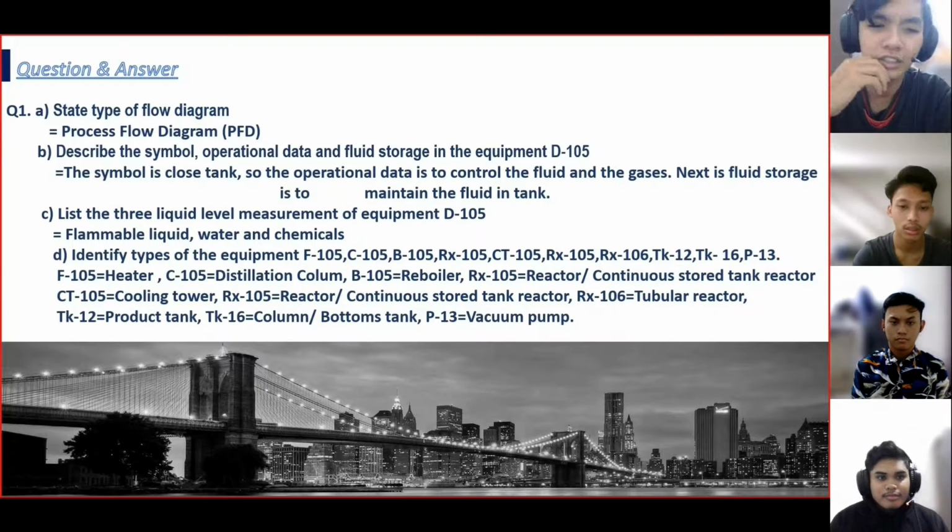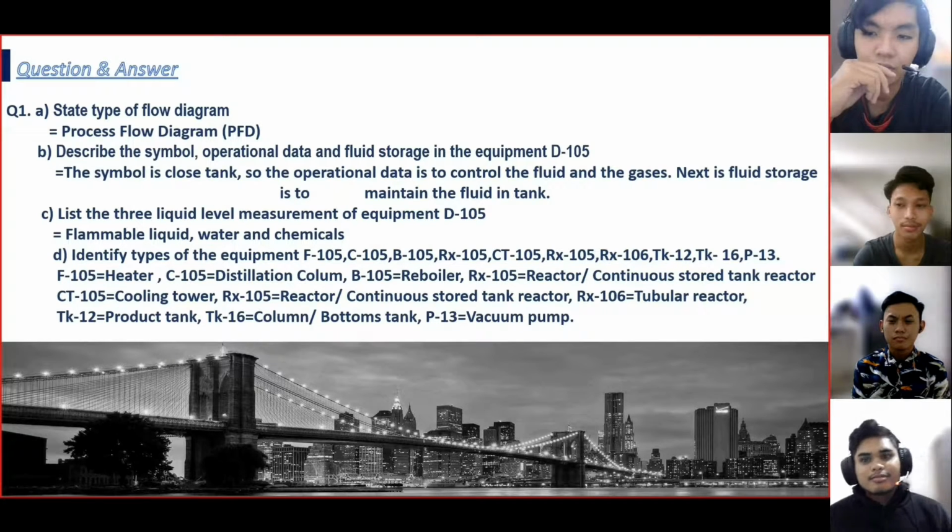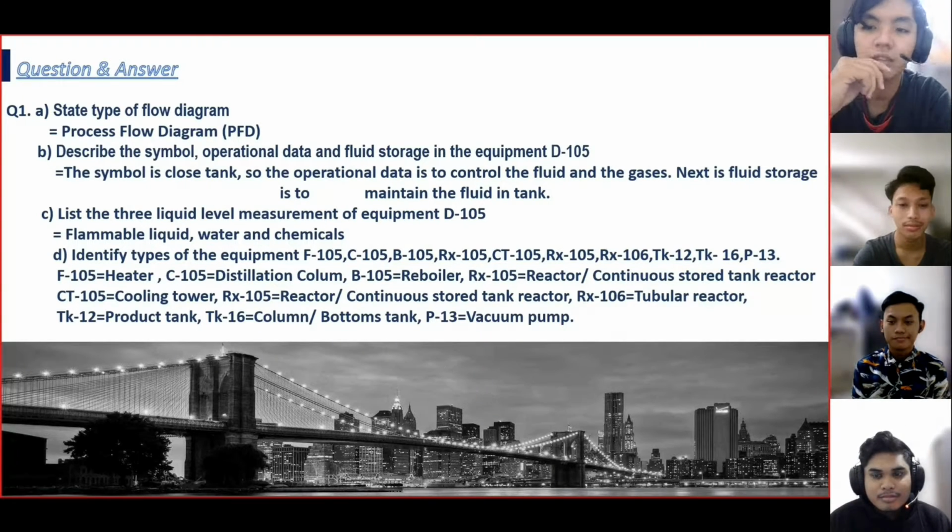C. List the 3 liquid level measurements of equipment D105. The answer is flammable liquid, water and chemicals. D. Identify the types of the equipment F105, C105, B105, RX105, CT105, RX106, TK12, TK16, P13.